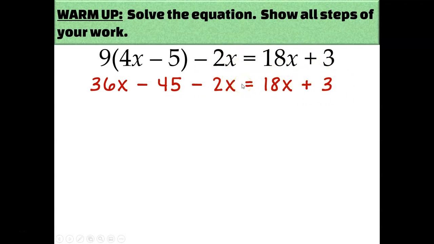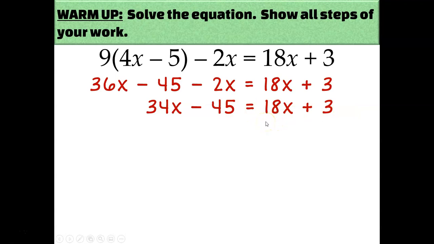Okay, now on the left side of the equal sign, I see some like terms. I see a 36x and a minus 2x. These are like terms because they both have an x, and that means that I can combine them. And since they're on the same side of the equal sign, I'm going to use the same sign that I see. I see a minus, so I'm going to use a minus. 36 minus 2 is 34. So I have 34x minus 45 equals 18x plus 3.